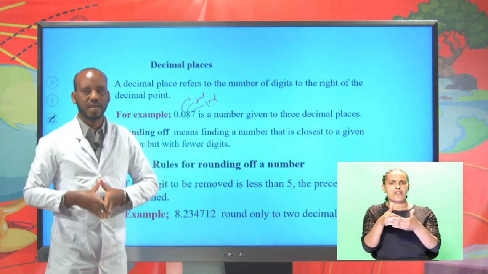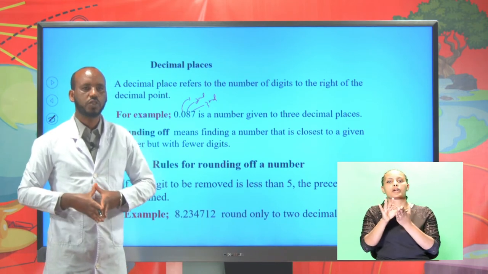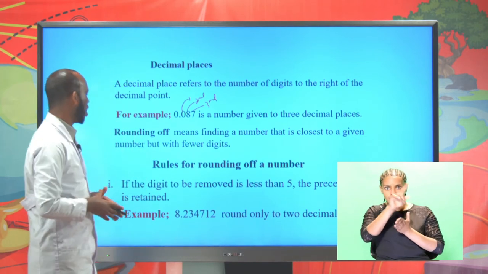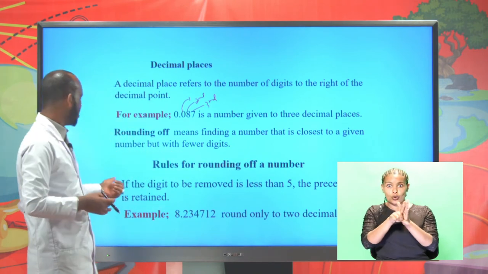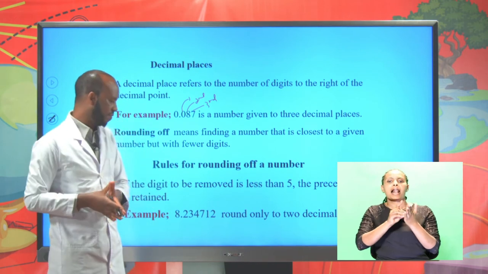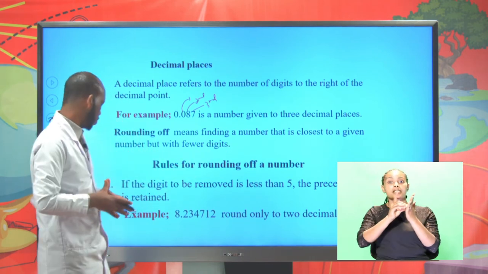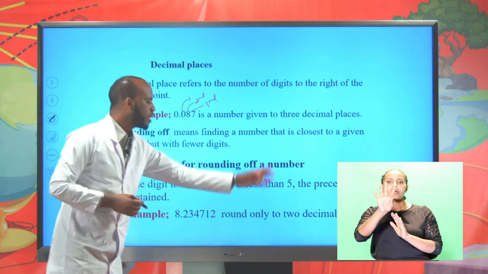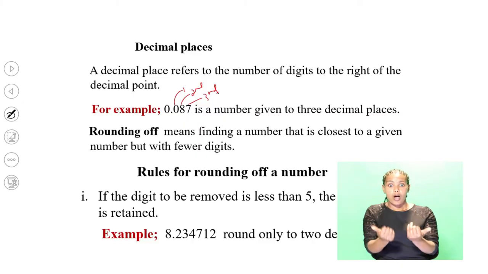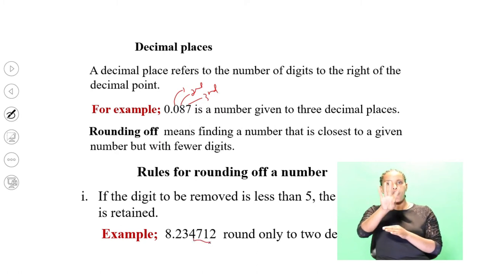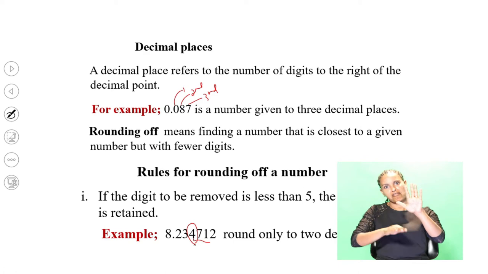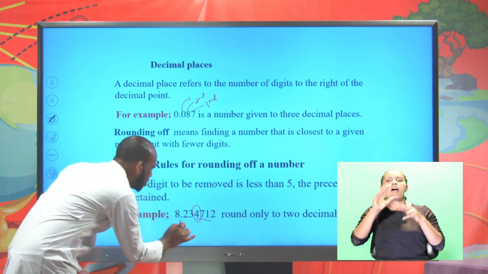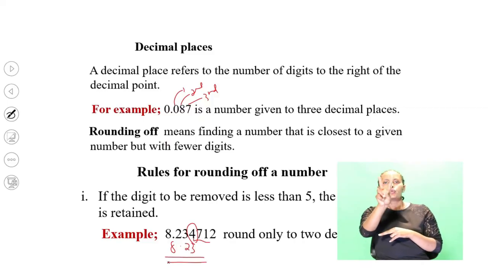Rounding off means finding a number that is closest to a given number, but with fewer digits. How can we round off a number? Rules for rounding off a number. Rule 1. If the digit to be removed is less than 5, the preceding digit is retained. For example, 8.234712, round only to 2 decimal places. Now the number to be removed starts from 4. This is less than 5. Now the preceding digit is retained. Therefore, this number is reported as 8.23 to 2 decimal places.